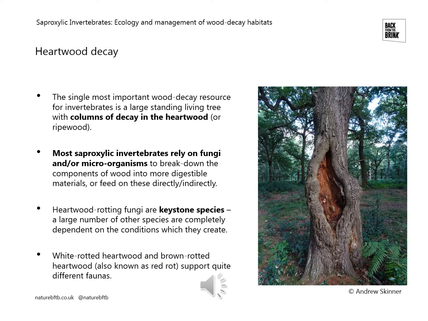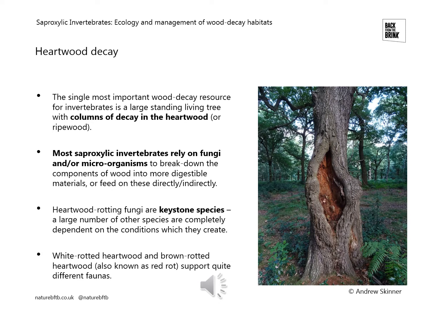So going through a few examples of these important features of living trees, the first of which is heartwood decay. So these are columns of decay within the heartwood or the ripewood of the tree. And this is the single most important wood decay resource for our invertebrates. And most saproxylic invertebrates rely upon fungi or other microorganisms which break down the wood into more digestible materials, or they feed either directly or indirectly on these fungi or other microorganisms.